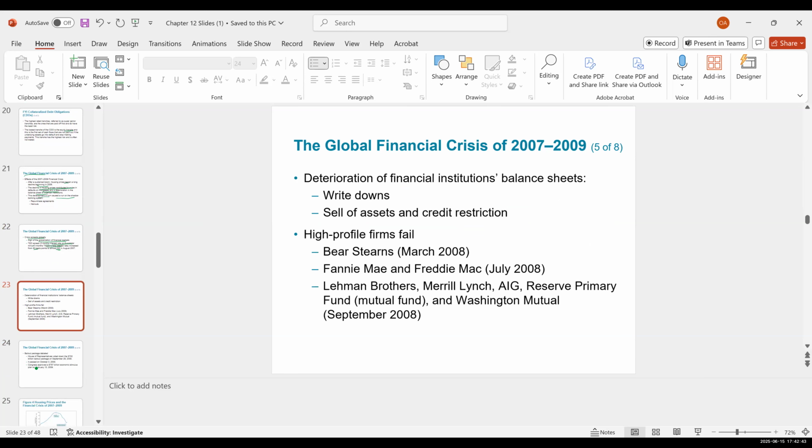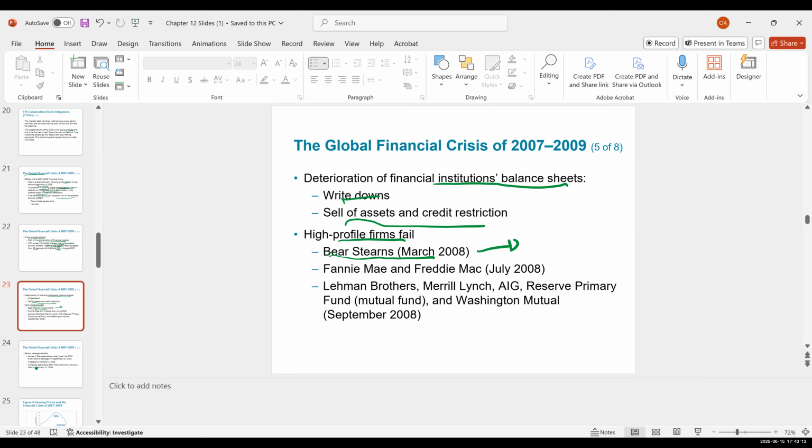And then after that, deterioration of financial institution balance sheets, write-downs in bank assets, sale of assets and credit restriction, and then high-profile firms and investment banks started going under on Wall Street. One of the largest investment banks on Wall Street, Bear Stearns, went bankrupt in March 2008. They were forced to sell their assets for a third of their value to JP Morgan Chase.